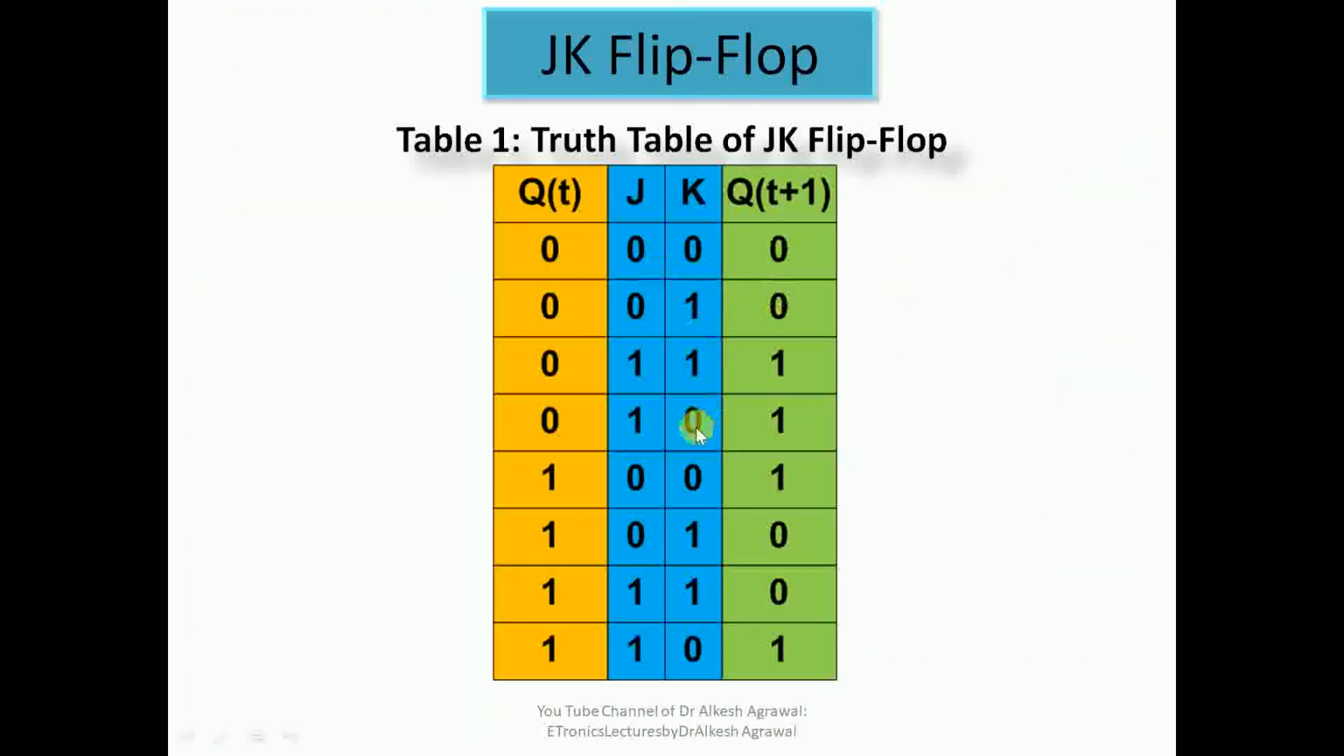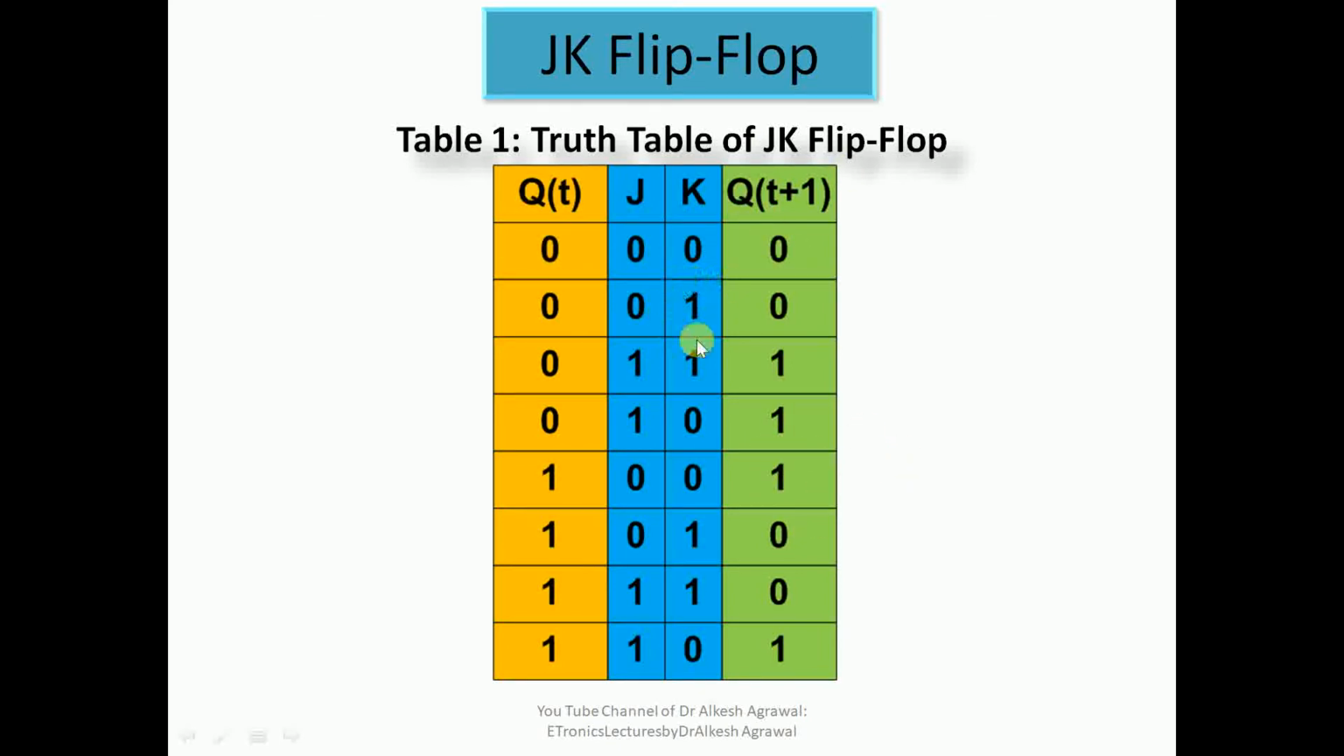So now we come on to this slide. Here again, as I told you, J is analogous to set and K is analogous to reset. When both inputs are not activated, the next output is the same as the previous output. You can see that when J is 0 and K is 0, when neither of these two is activated, the next output is the same as previous. If it is 1, it will remain in the 1 state. If it is 0, it will remain in the 0 state.